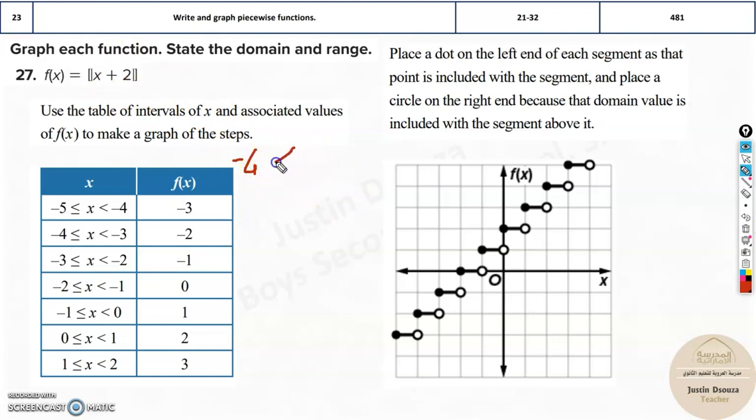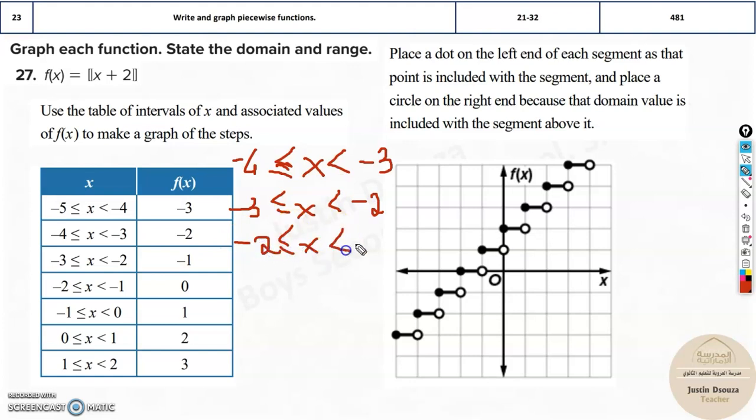And then you must always remember this, it starts with less than or equal to x. But the next one will be just less than. The next value, bigger than minus 4, is minus 3. Same thing, next over here when you write minus 3 less than or equal to x, less than minus 2. This continues over here, minus 2 less than or equal to x less than minus 1, minus 1 less than or equal to x less than 0, and 0 less than or equal to x.